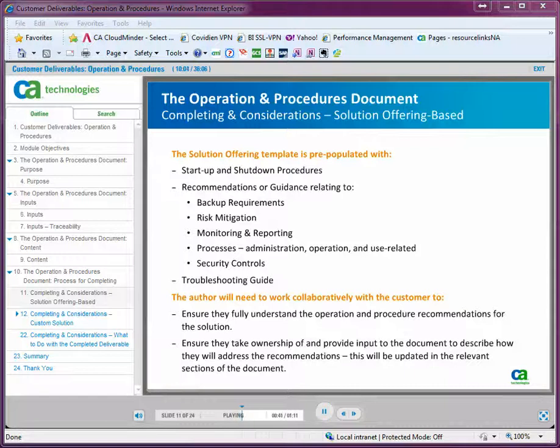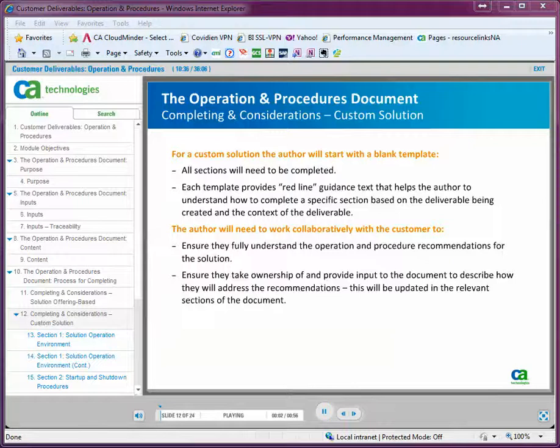It is also important to re-emphasize that this is a collaborative effort, and this guide is put together by both CA and the customer, although CA is on the hook to ensure that the customer fully understands the operation and procedures that are necessary to sustain the solution. Following that, the customer takes ownership of the document and updates it as necessary.